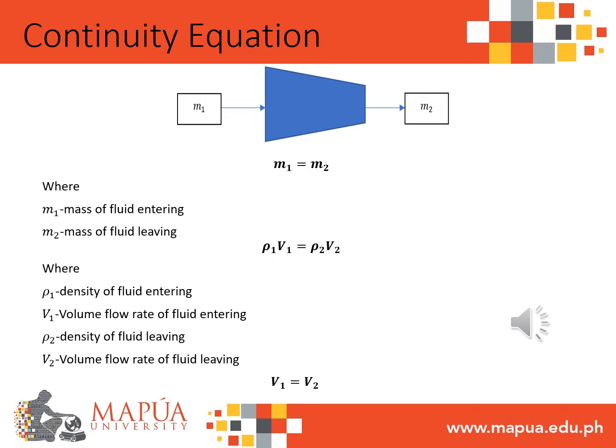Generally, the continuity equation is mathematically represented by these equations. First, the mass of fluid entering is equal to the mass of fluid leaving. This can also be expressed as the density of the fluid entering times the volume flow rate of fluid entering is equal to the density of fluid leaving times the volume flow rate of fluid leaving. If we assume the fluid to be incompressible, the density will be constant, and thus the equation will be: volume flow rate entering is equal to the volume flow rate of the fluid leaving.